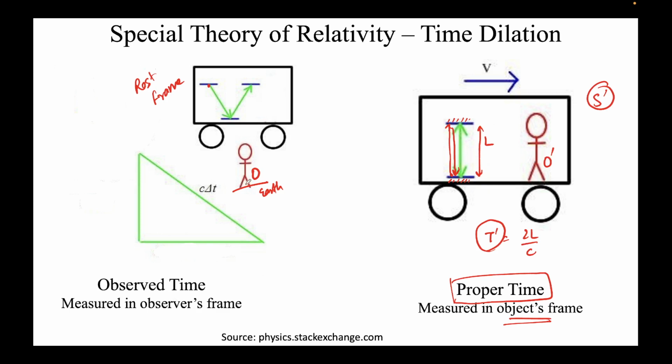What is the observed time? Our observer is here, O, which is a rest observer, and whatever time this observer observes, which will be T, is called the observed time, and it is measured, naturally, as the name suggests, in the observer's frame. So I repeat, proper time is measured in the object's frame. In this case, the object is moving at a velocity v in the right direction. Observed time, which is T here, is measured in the observer's frame, and our observer here is standing on Earth at rest. So these are the definitions.